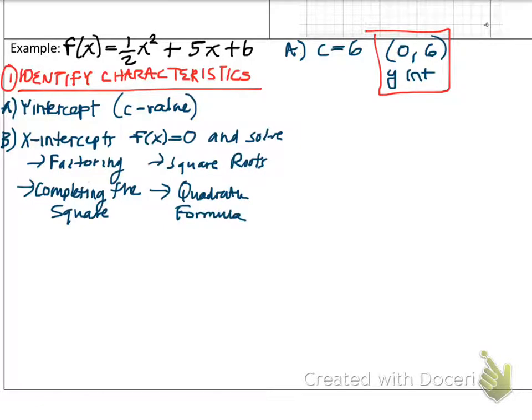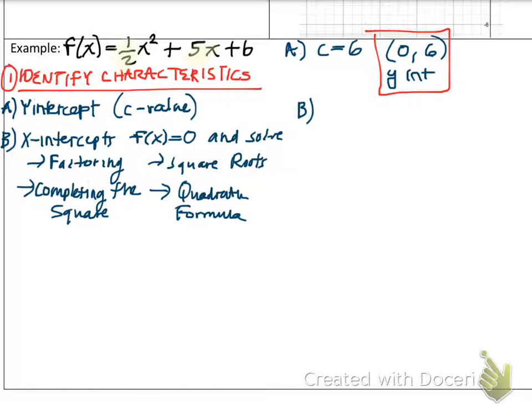So depending on what type of equation you get, what the equation looks like, you might choose a different way of finding your x-intercepts. For us today, when I look at this equation, 1/2 x squared plus 5x plus 6, the fact that there's that 1/2 as my a value is telling me I probably don't want to complete the square or factor here, and I can't use square roots because I do have a bx term of 5x. So I'm going to use the quadratic formula.